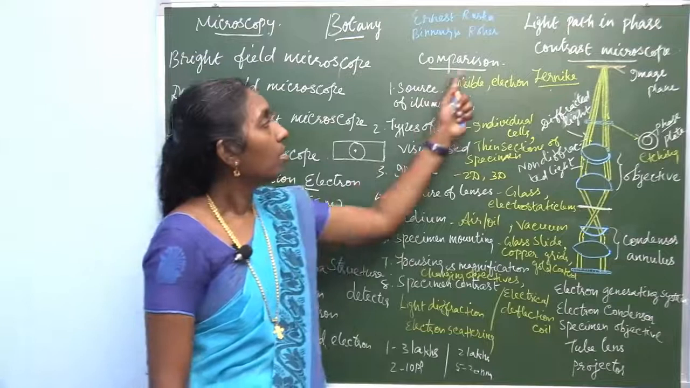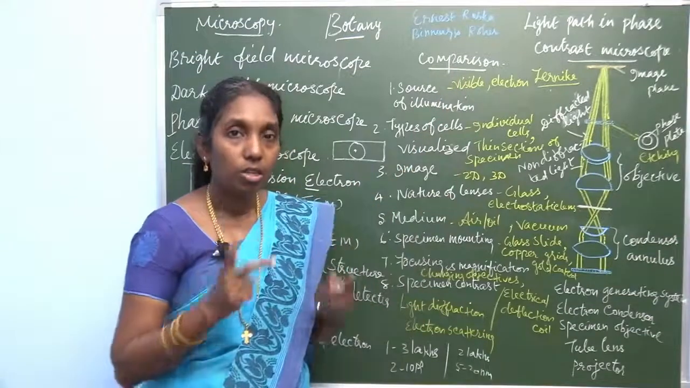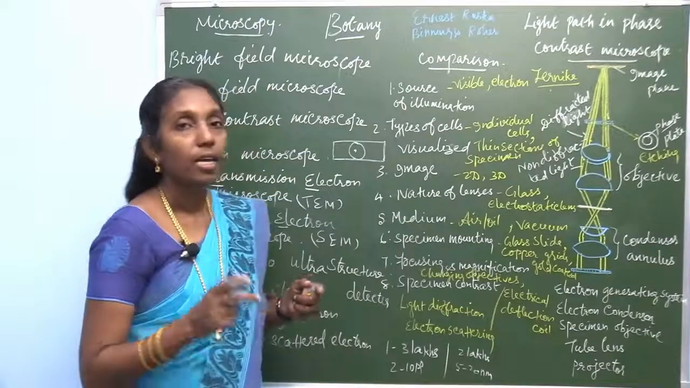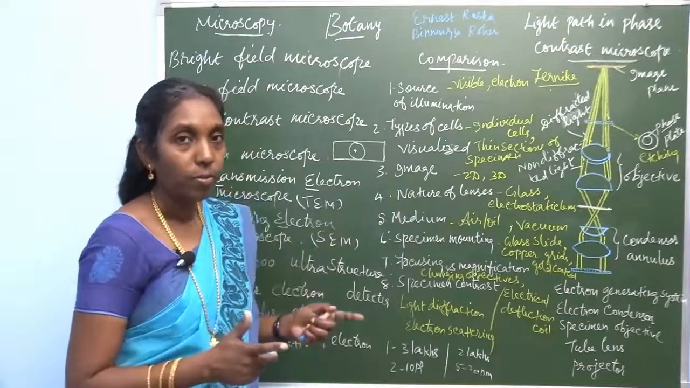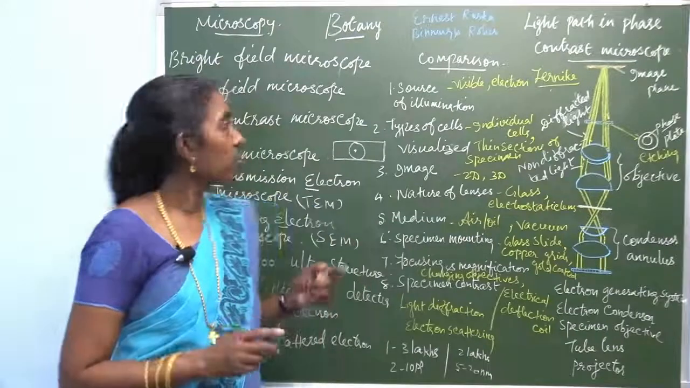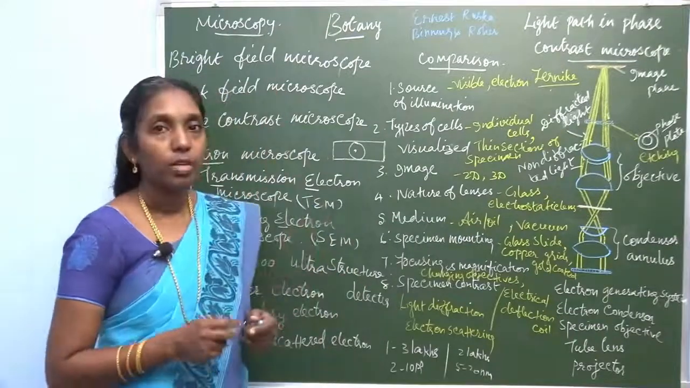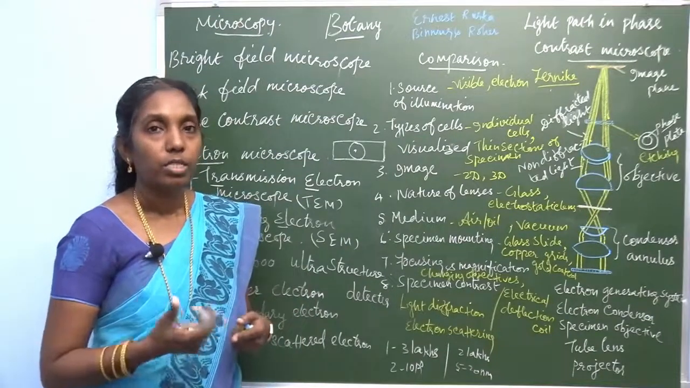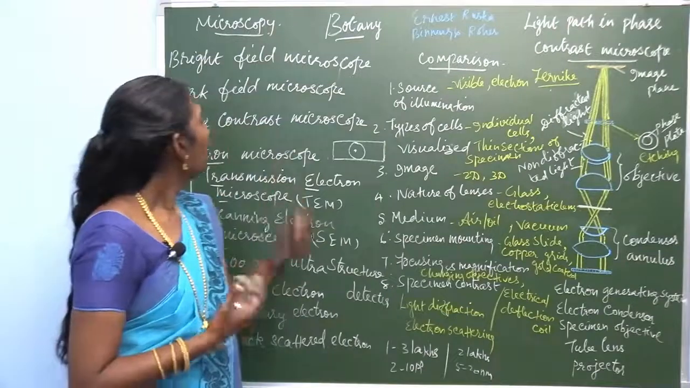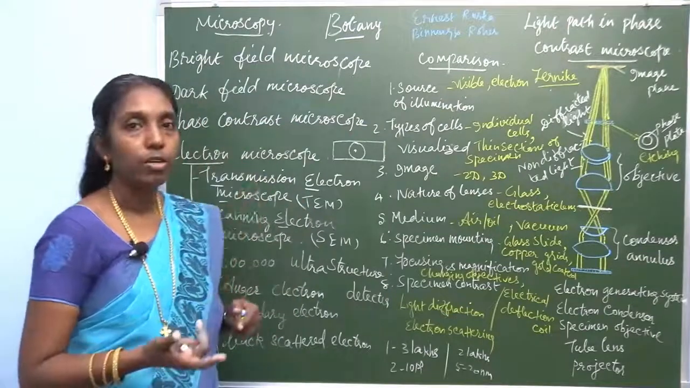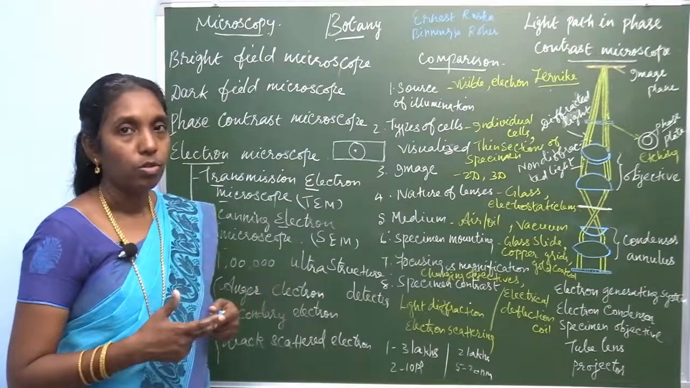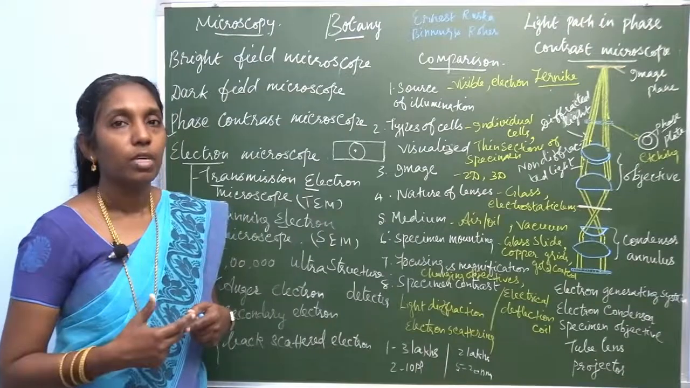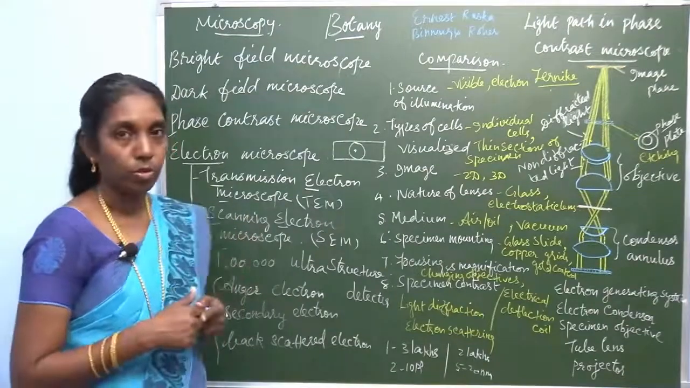So, once again, comparison. First you learn all the features. When you learn this question, comparison of microscopes, today's topic is comparison of microscopes. First you learn all the 4 types of microscope. Each type may be asked in the exam, and each type is a 5 mark question: bright field microscope, dark field microscope, phase contrast microscope, electron microscope. Electron microscope has 2 different types, transmission electron microscope as well as scanning electron microscope.